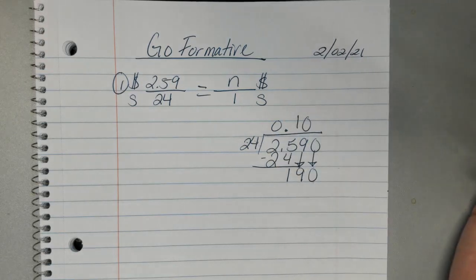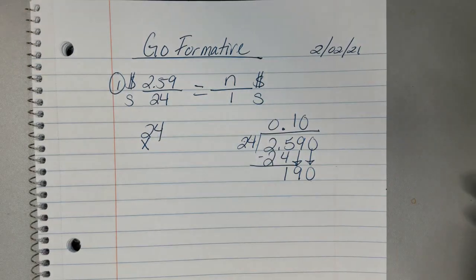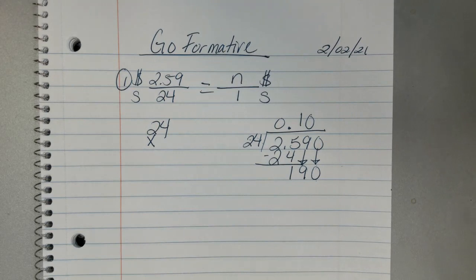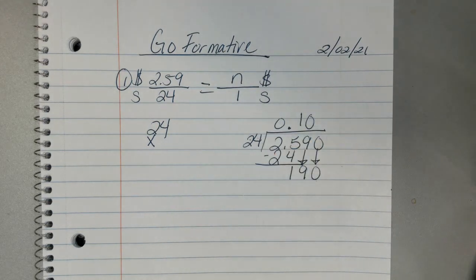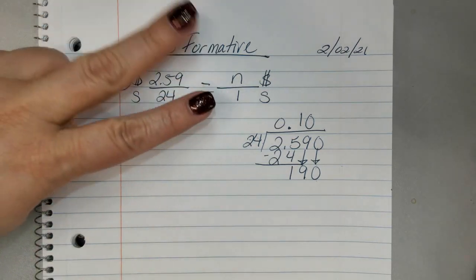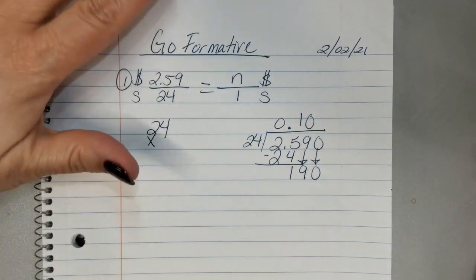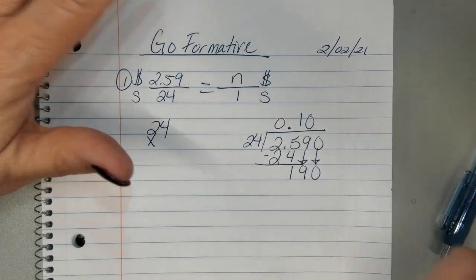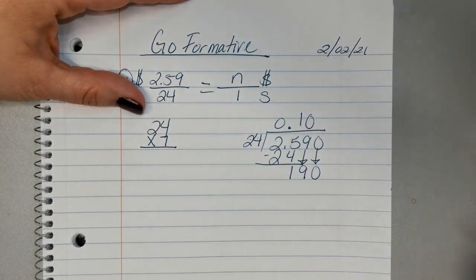24 goes into 190. So I'm going to have to figure this part out. How many times will 24 go into 190? If I picture 24, I'm going to round it to 25 because I know quarters, and I know 1 quarter is 25 cents, 2 quarters is 50 cents, 3 quarters is 75 cents, 4 quarters is $1, 5 quarters is $1.25, 6 quarters is $1.50, 7 quarters is $1.75. So I'm going to try 7 quarters.